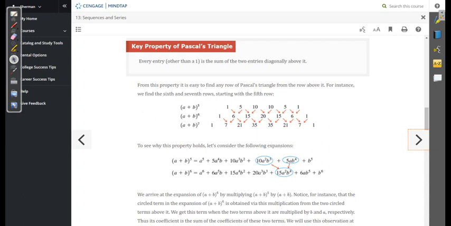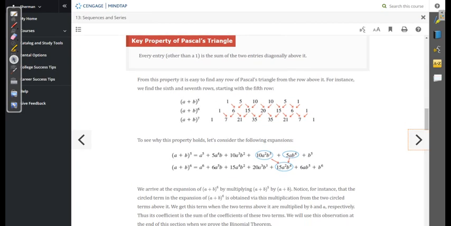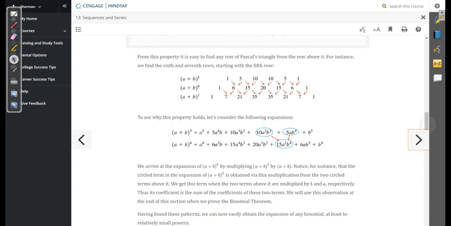And then it's just simple arithmetic. For instance, we get this 21 because it is 6 plus 15. And of course the arrows help out a lot better in this one than in the top one. And to see why this property holds, let's consider the following expansion. Notice how it has (a + b) to the 5th power, and it is indeed using those numbers 1, 5, 10, 10, 5, 1, which are the coefficients that we saw in Pascal's triangle.